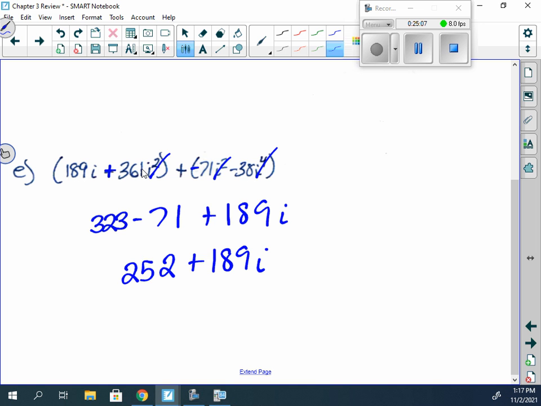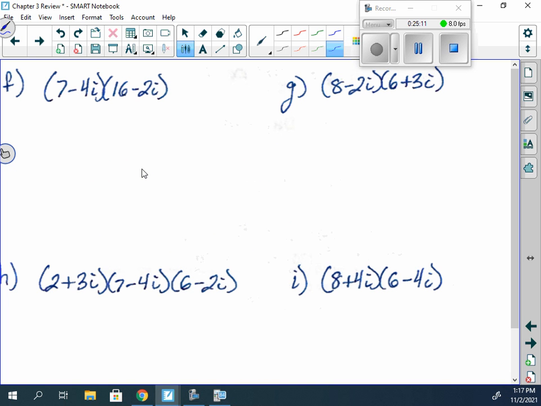Any other questions with addition, subtraction? Questions on multiplication? H?